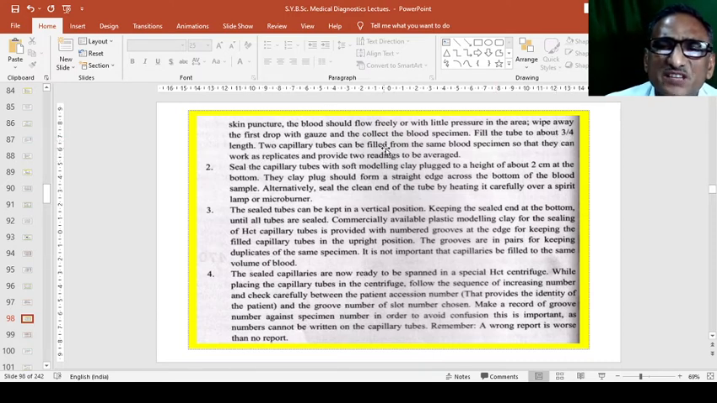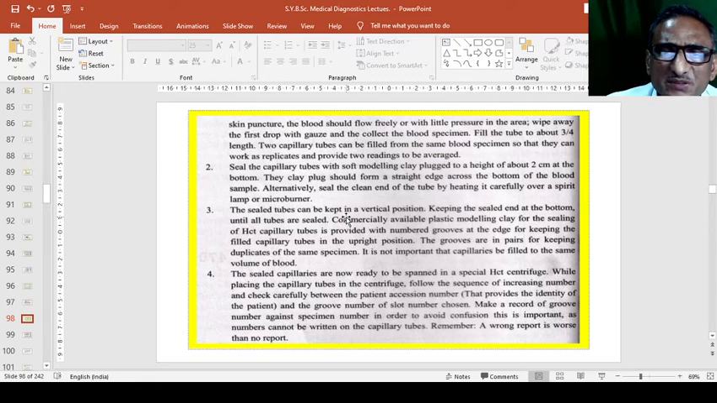Two capillary tubes can be filled from the same blood specimen so that they can work as replicates and provide two readings to be averaged. Then seal the capillary tube with modeling clay. The clay plug should form a straight edge across the bottom. Alternately, seal the clean end of the tube using a spirit lamp, and heat it carefully over the flame.